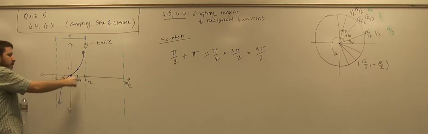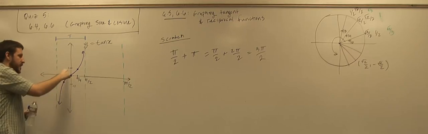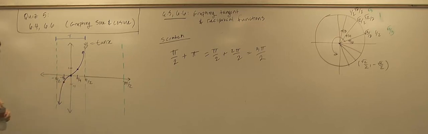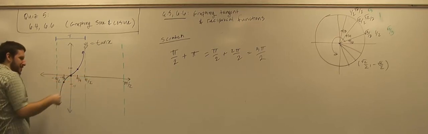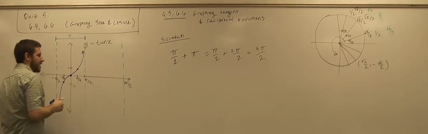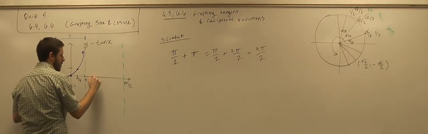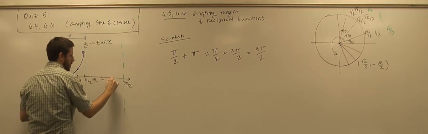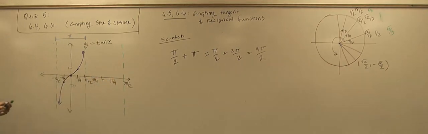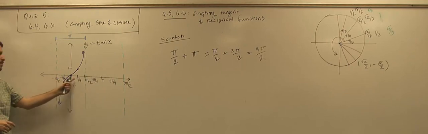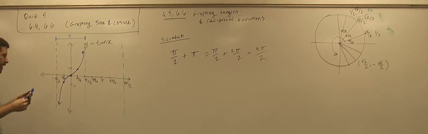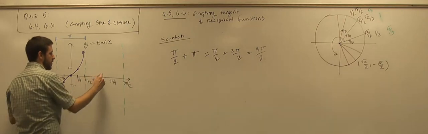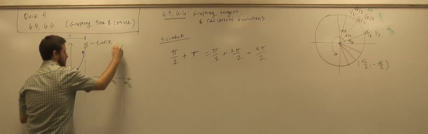If you take negative pi over 4 and add pi, you get 3 pi over 4. If you take 0 and add pi, you get pi. If you take pi over 4 and add pi, you get 5 pi over 4. So 3 pi over 4, pi, 5 pi over 4. Just adding pi to all of these. And then I repeat the exact same shape. 0 in the middle. Snake.